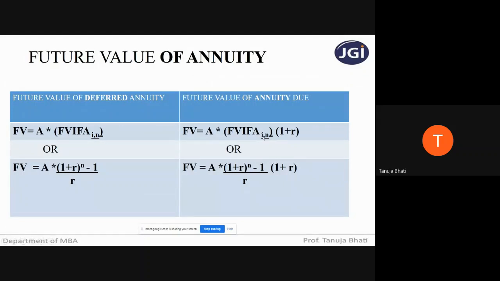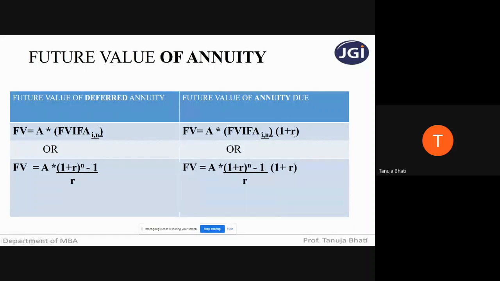Now let us see future value of an annuity due. Annuity due is nothing but multiple, equal cash flows arising at the beginning of the period. If they are arising at the beginning of the period, the formula remains the same, that is A into the future value interest factor of an annuity, which you find with the help of I, which is nothing but R, comma N, the number of years. The only addition in this formula is that you are going to add 1 plus R.